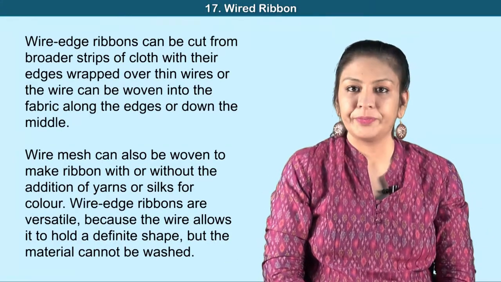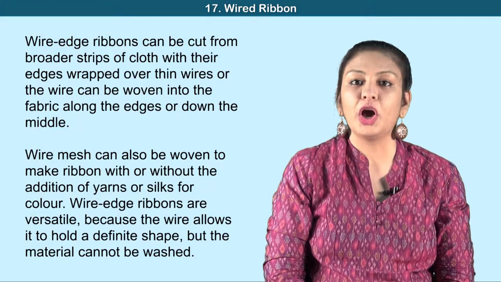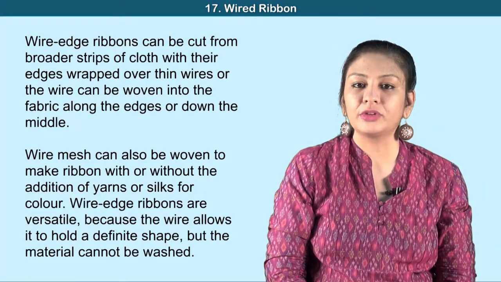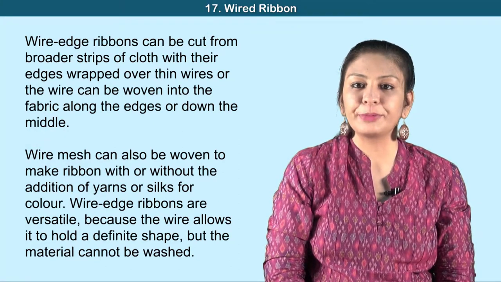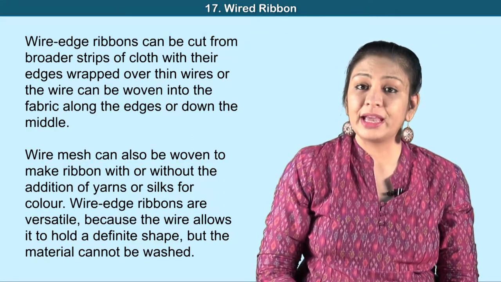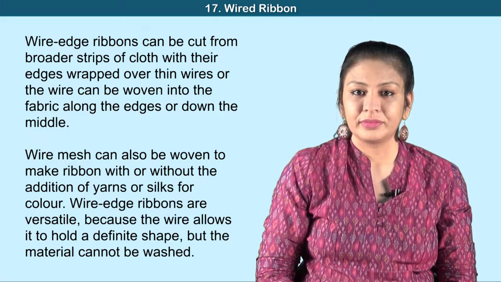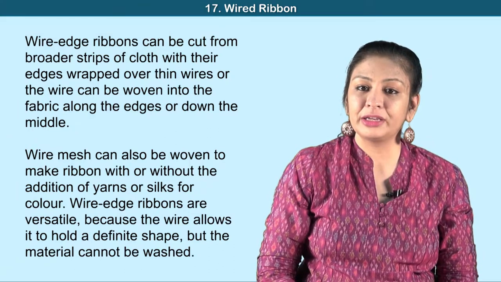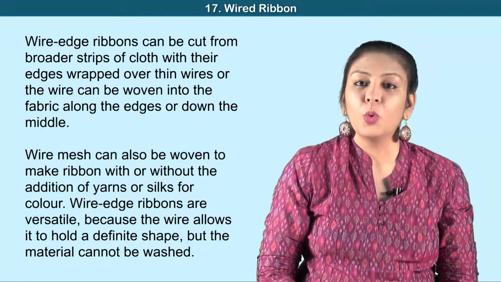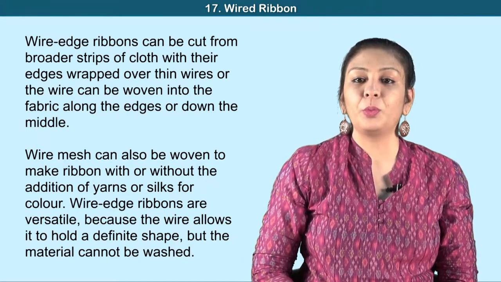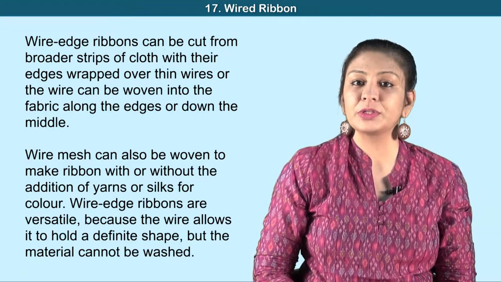Finally, wired ribbons. Ribbons can have cut edge, woven edge, cinched edge or wired edge. Wired edge ribbons are those ribbons that are cut from broad strips of cloth and their edges are wrapped over thin wire. Though sometimes the wire can be woven into the fabric along the edges or down the middle. Wire mesh can also be woven to make ribbon, with or without the addition of yarns for color. Wire edge ribbon is versatile because the wire allows it to hold a definitive shape. You can easily make flowers and bows out of it.